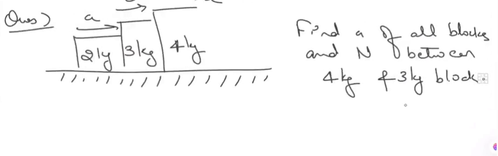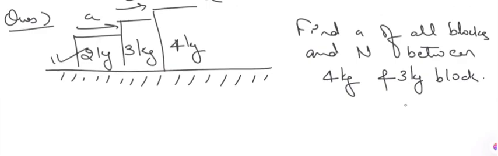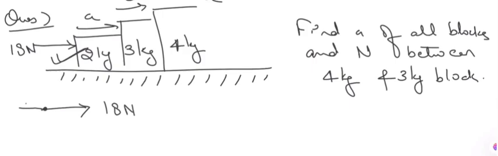Done? Now listen very carefully what is happening. I am drawing the FBD first for the 2 kg mass. It is applying how much of the force? From here I am applying 18 Newton of force. Understood? Yes, ma'am. So for the 2 kg, 18 Newton is applied if I give a push, and in this direction my normal force is applied.